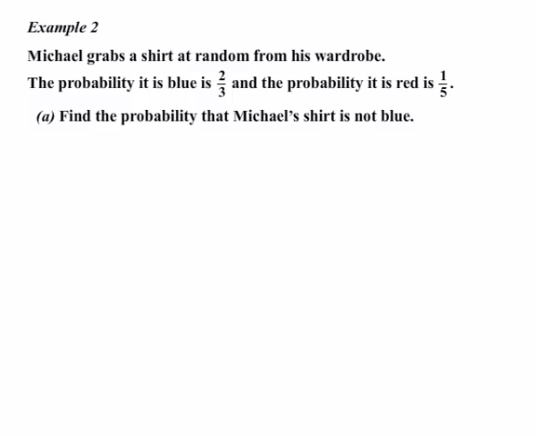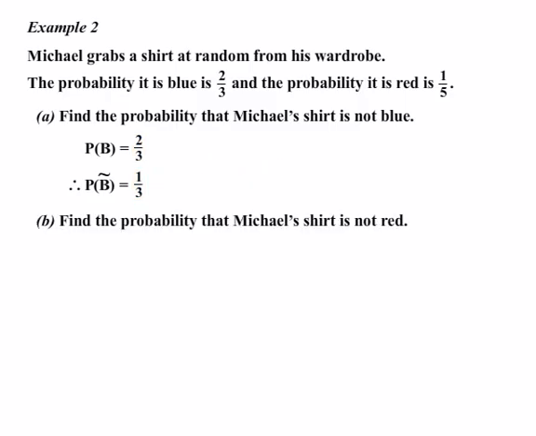Well, the first thing we're going to do is note this here. The probability that his shirt is blue is equal to 2/3. And we'll just find the complement of that. So the probability that it's not blue will be equal to 1/3. Once again, 2/3 plus 1/3 is equal to 1 whole, or 100%.